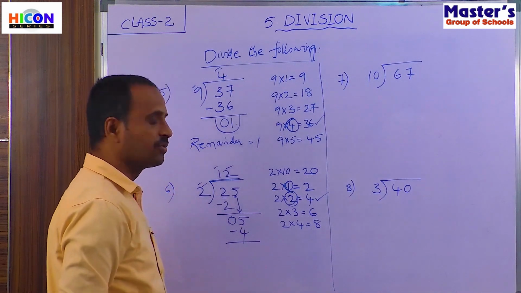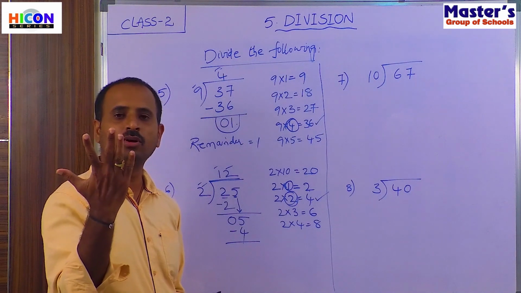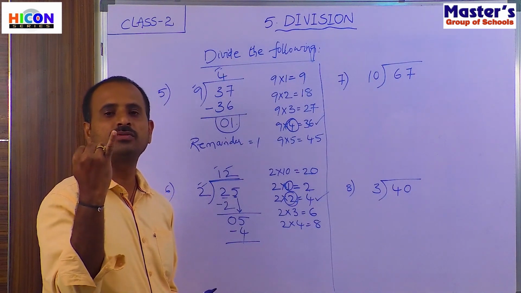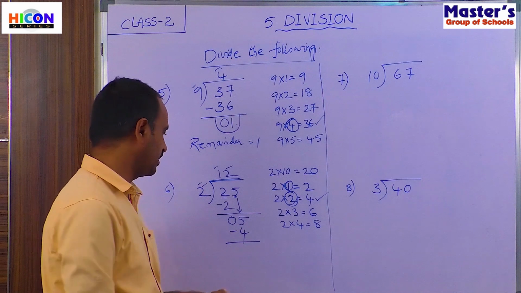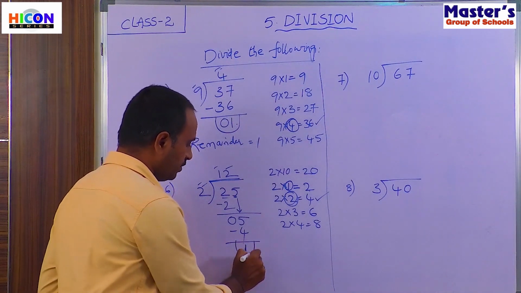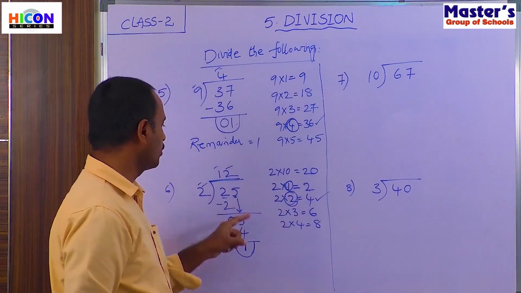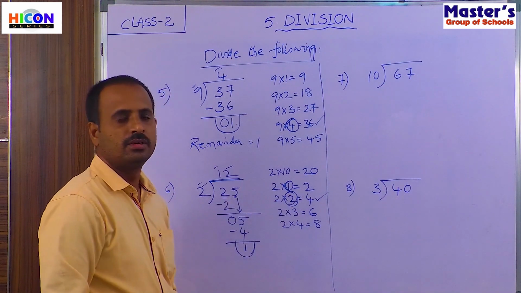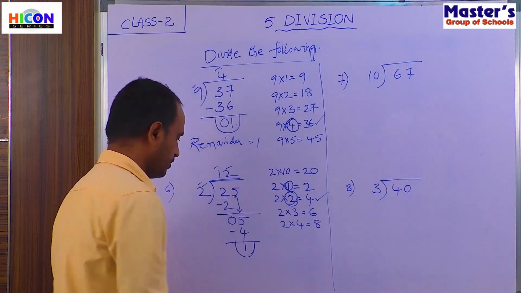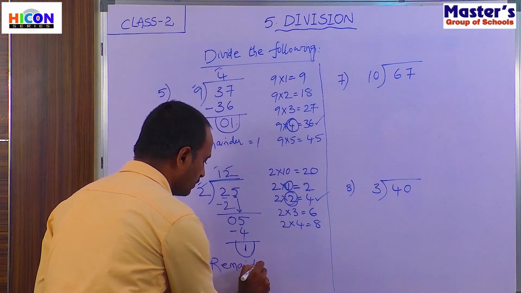So children, if you subtract 4 from 5, take 5 fingers and close 4 fingers. How many fingers do we have? 1 finger will remain. So 1 is the remainder. We did not get 1 in the second table, and there are no more digits to bring down. So the remainder is 1.